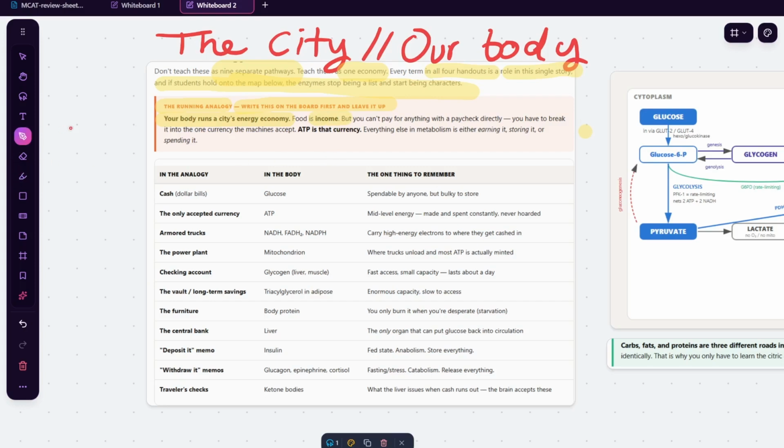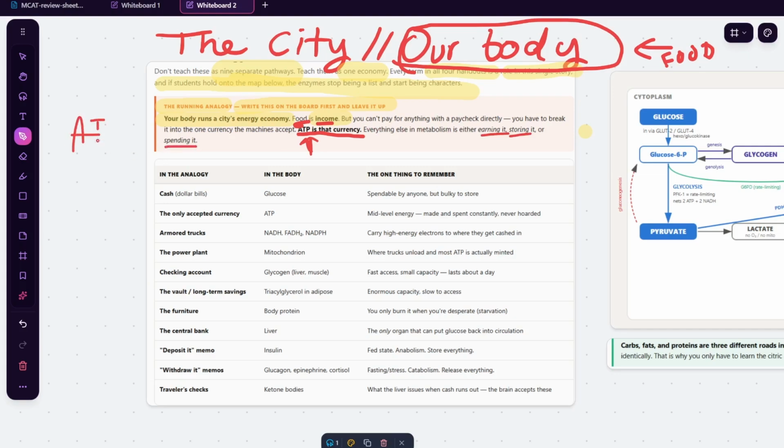You need food. Our bodies need food going in. Food goes in, and our body's processes are then able to use the food income. Food is our income, but you can't pay anything directly with it. What your body needs to do is turn that food into cellular energy known as ATP. ATP is the energy that your cells need. It's very important, and everything else in metabolism is either earning it, storing it, or spending it.